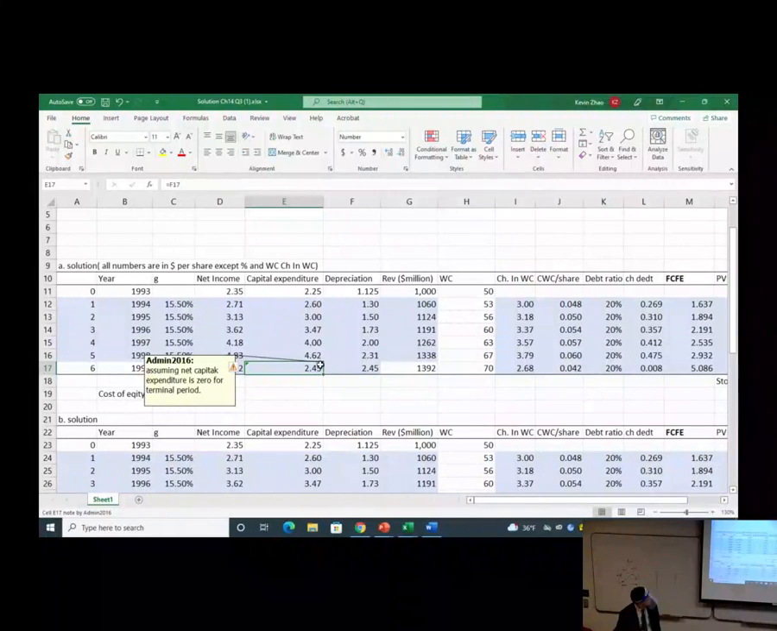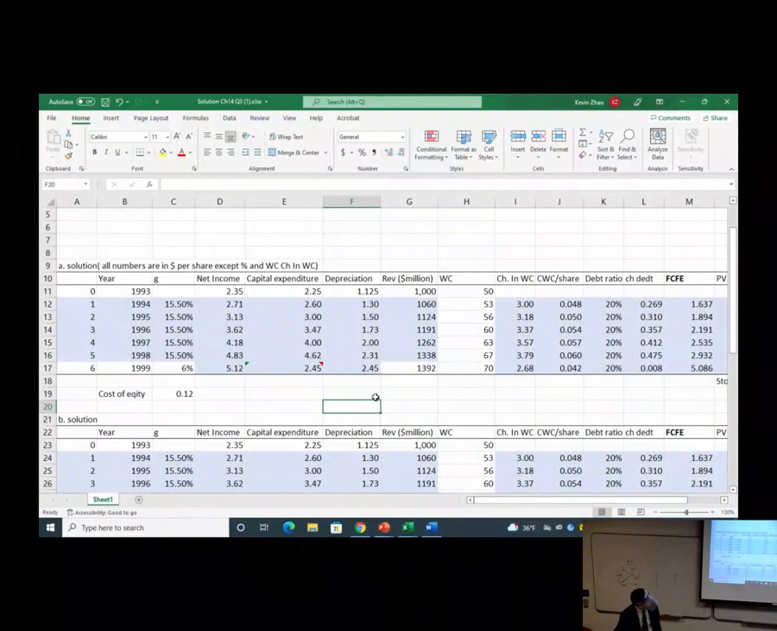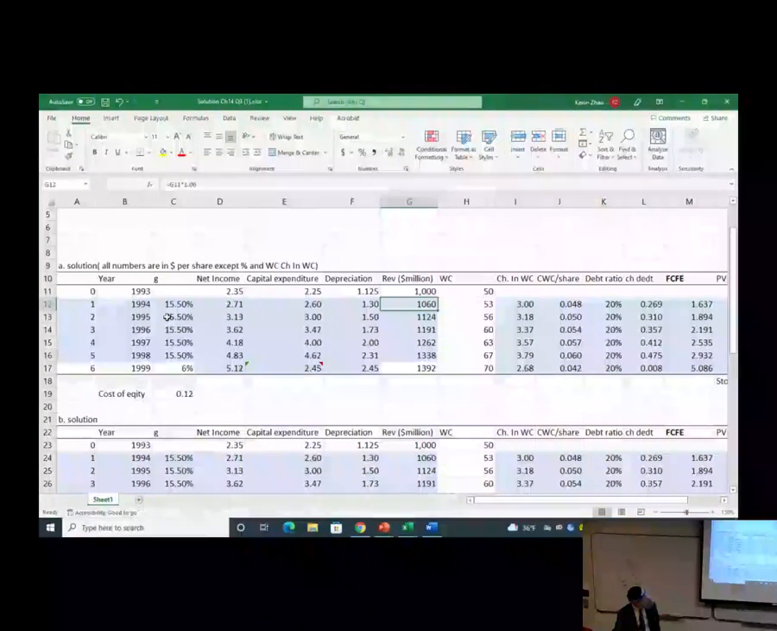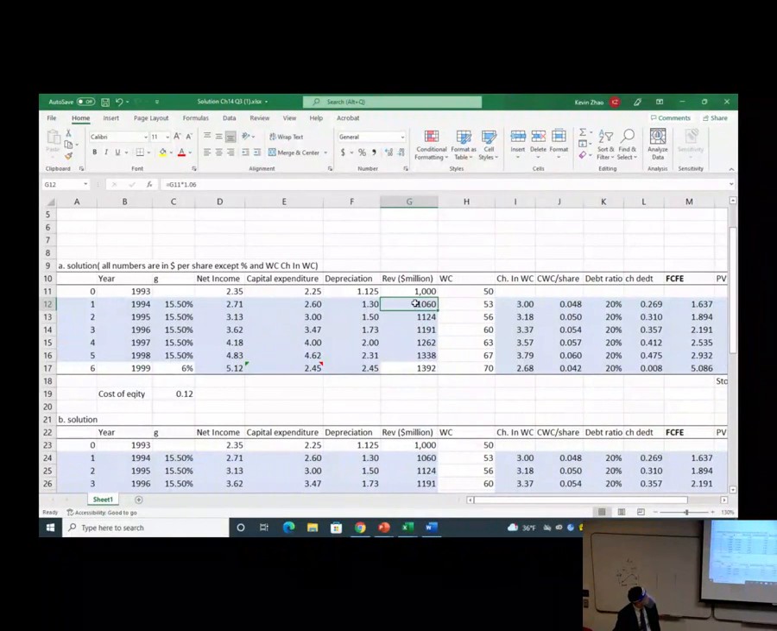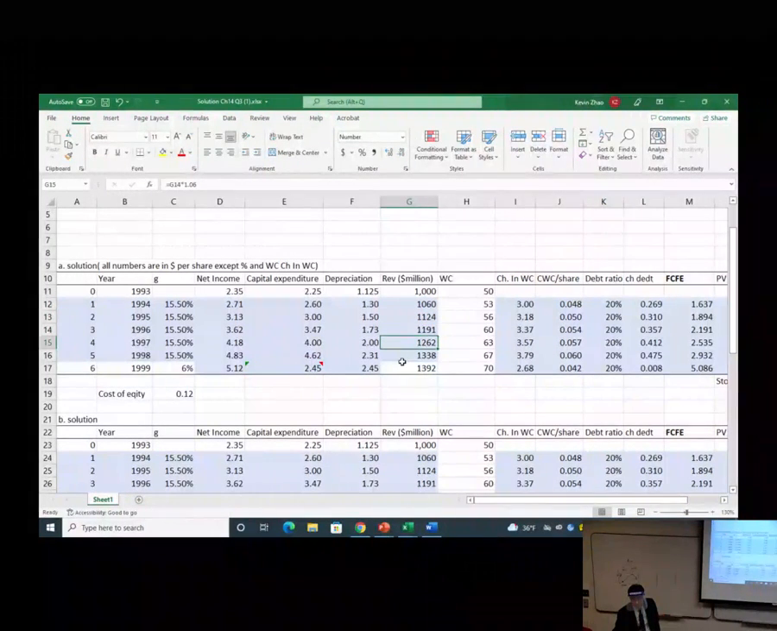Right? And then revenue. Why do we need the revenue? Because I want to estimate changing working capital. I add a column of revenue, current revenue. Revenue growth is different from earnings growth. 6%, right? 6% every year for the first 5 years, and then 4% thereafter.